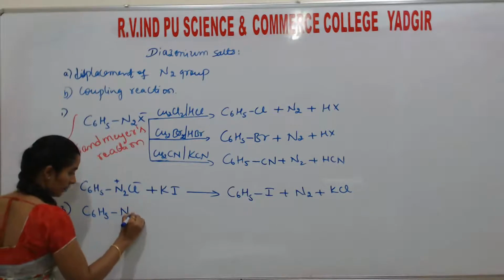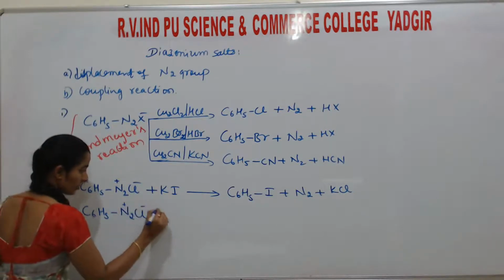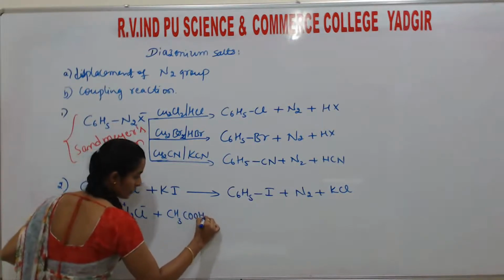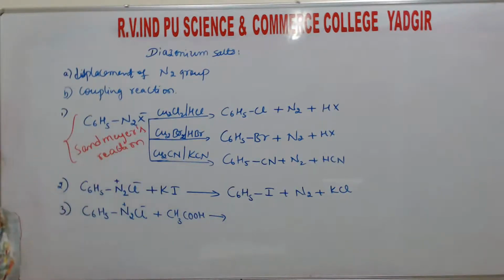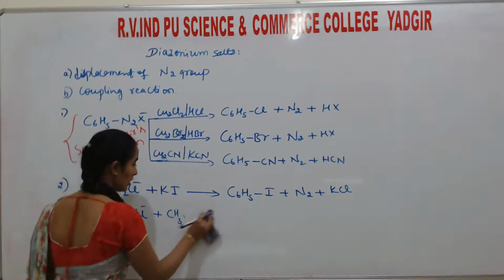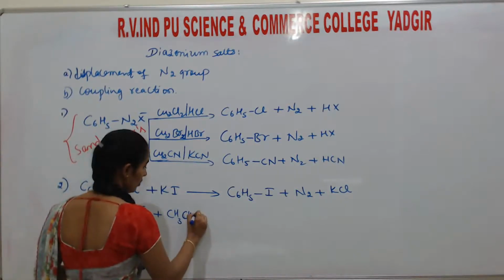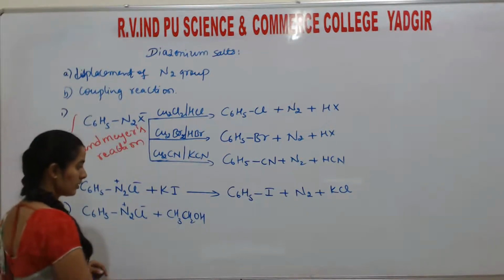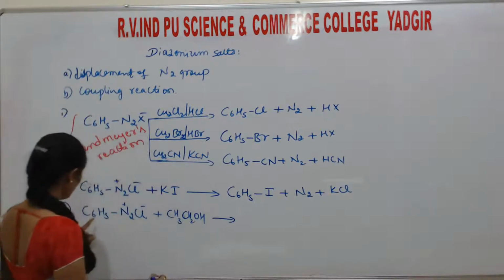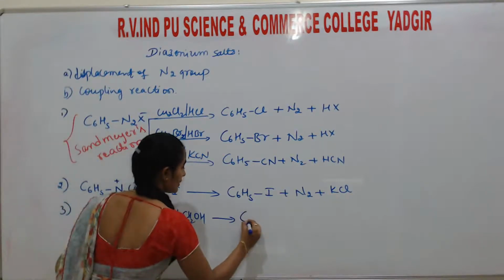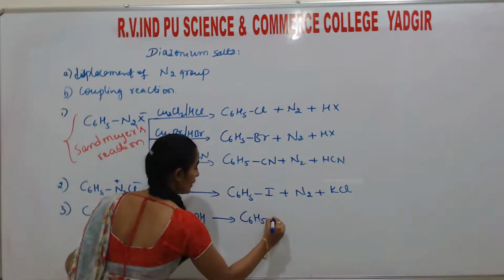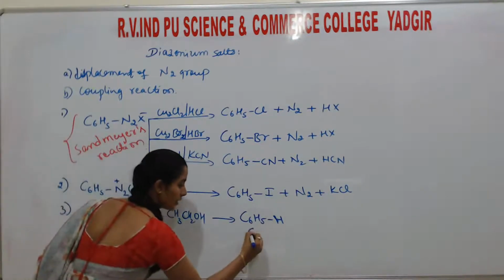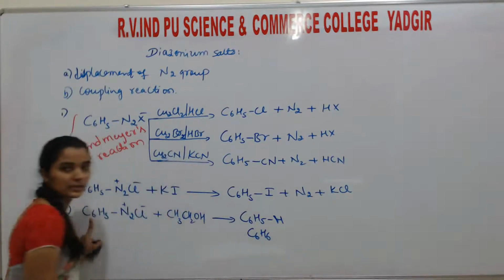So the next one is displacement by hydrogen. We are considering CH3CH2OH. Okay, students. Here we are getting, so listen, C6H5H, which is nothing but C6H6, the benzene ring.